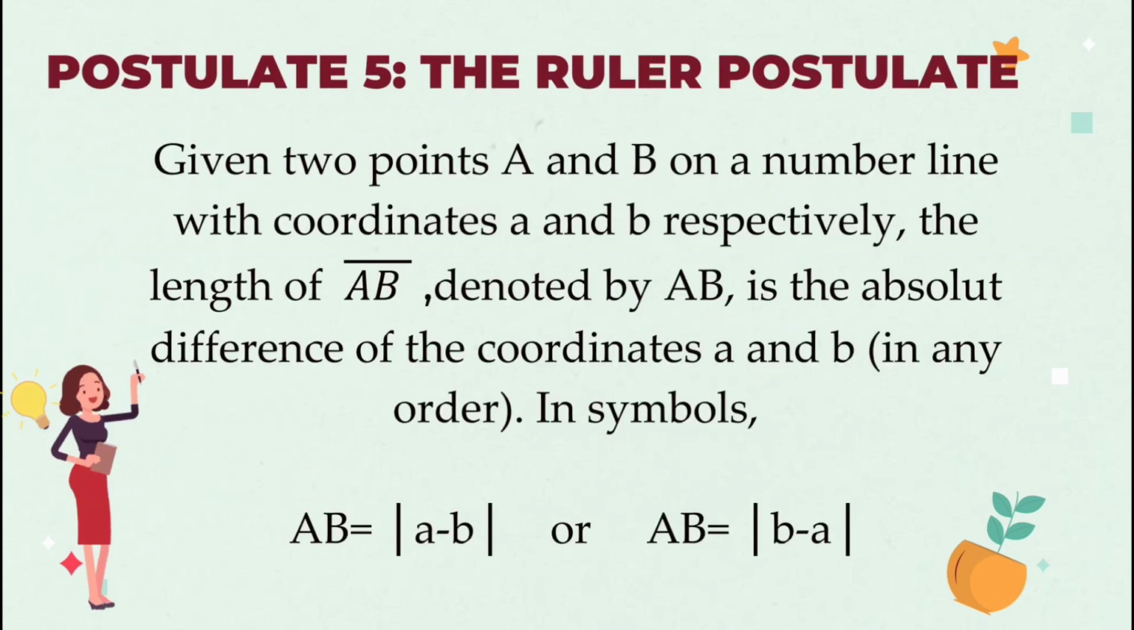Postulate 5, the ruler postulate. Given 2 points A and B on a number line with coordinates A and B respectively, the length of line AB, denoted by AB, is the absolute difference of the coordinates A and B in any order. In symbols, AB is equal to the absolute value of A minus B, or AB is equal to the absolute value of B minus A.